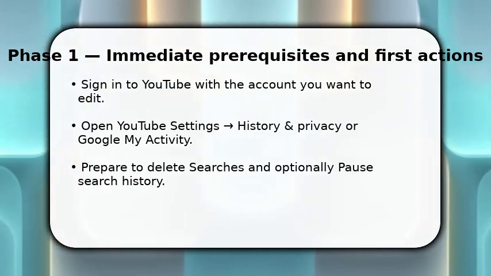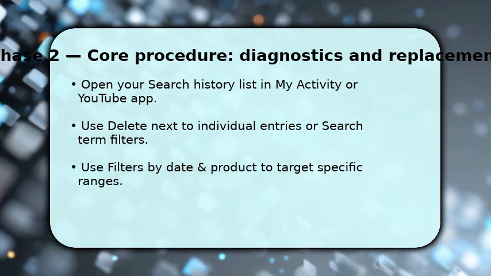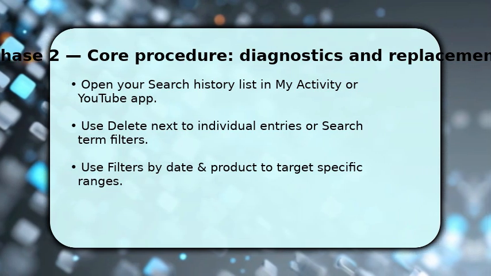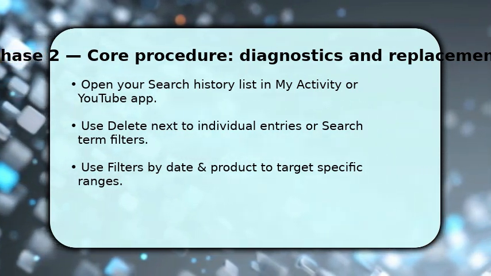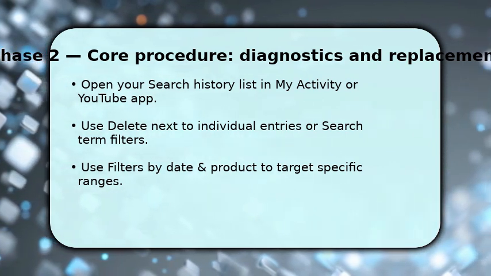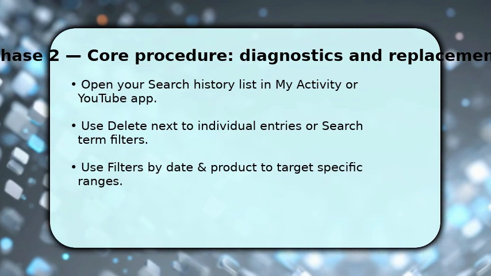Those are separate controls. You can remove single searches by opening My Activity or YouTube Search History and tapping Delete next to an item. This is useful when you want to keep most history but remove sensitive queries. Once done, use filters by date or product to bulk delete a week, month, or all time. Choose the range, confirm, and Google will purge those records.